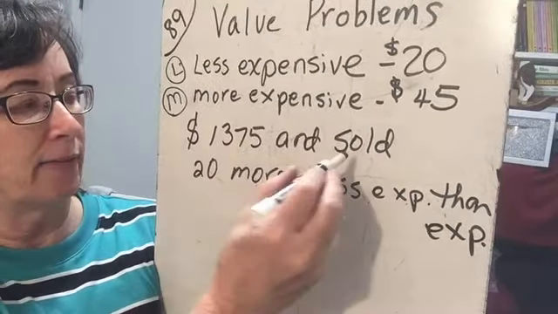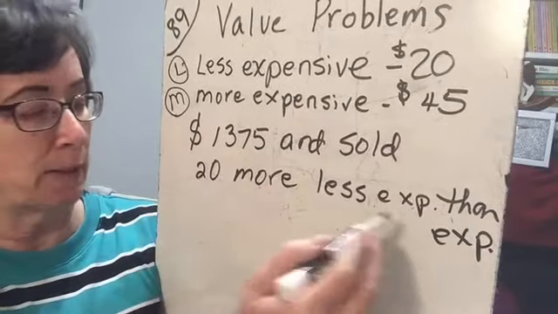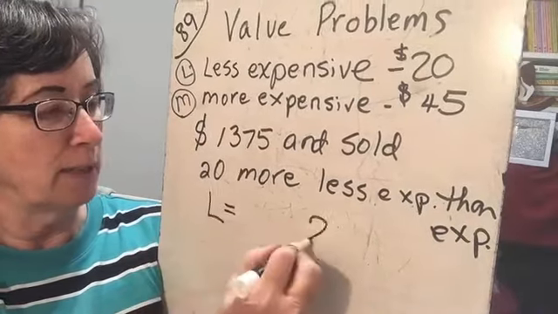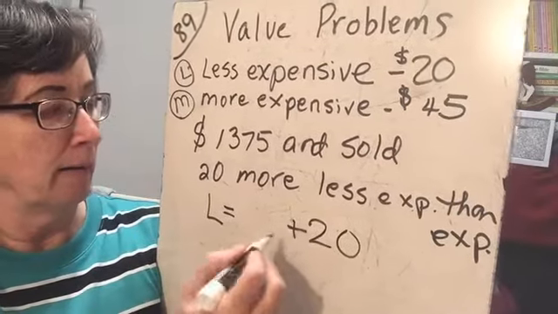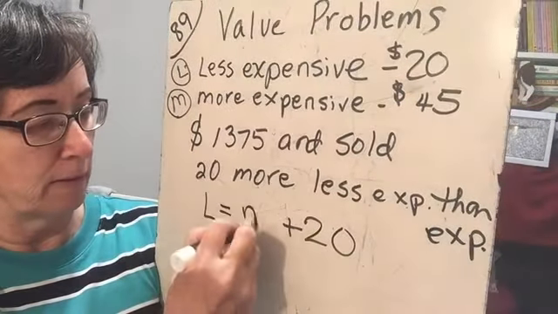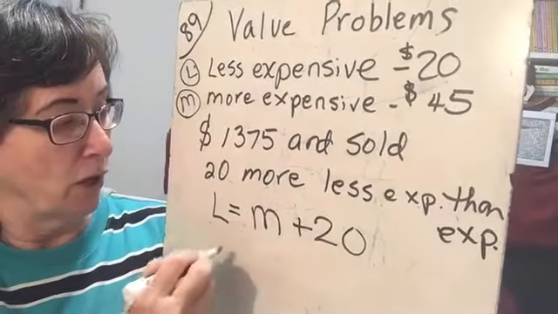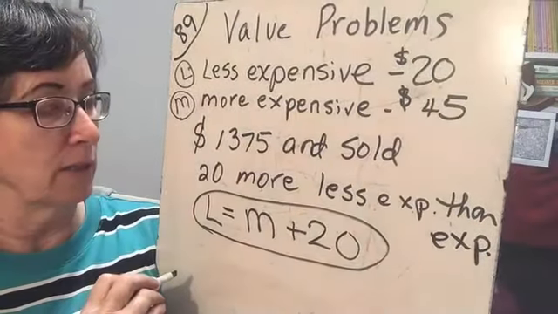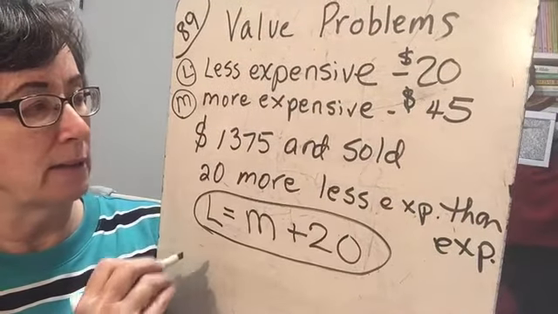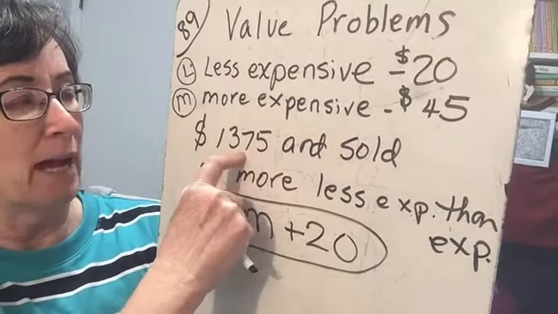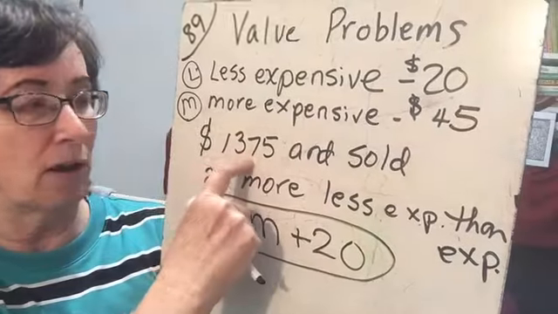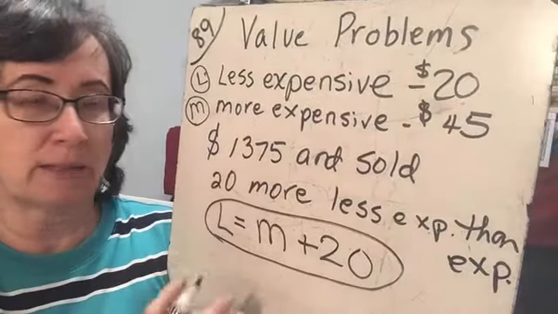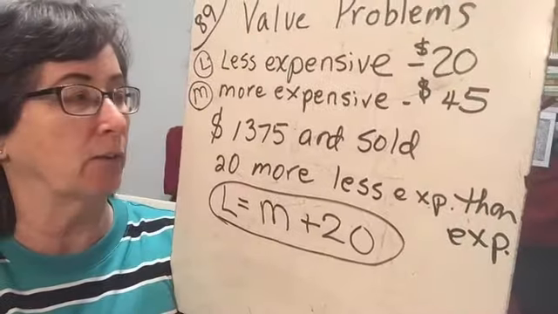So we say they sold 20 more less expensive. So we can say less expensive is 20 more than more expensive. Okay, so this equation is one of our equations. And we also know that the amount of money that they spent on both types of dresses was $1,375. So let's put that in equation.